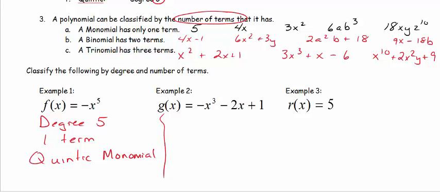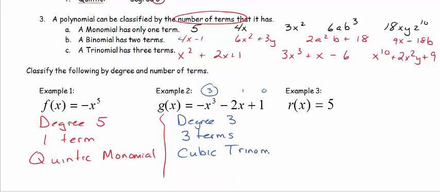Our second problem, we have a degree of 3 because it's 3, 1, and 0. And the degree is the highest number of the 3 terms. We also have 3 terms. So this is a cubic because of degree and trinomial because of the number of terms.